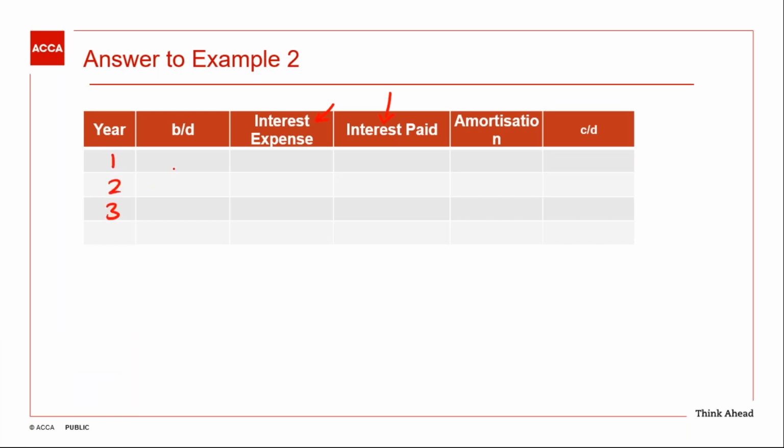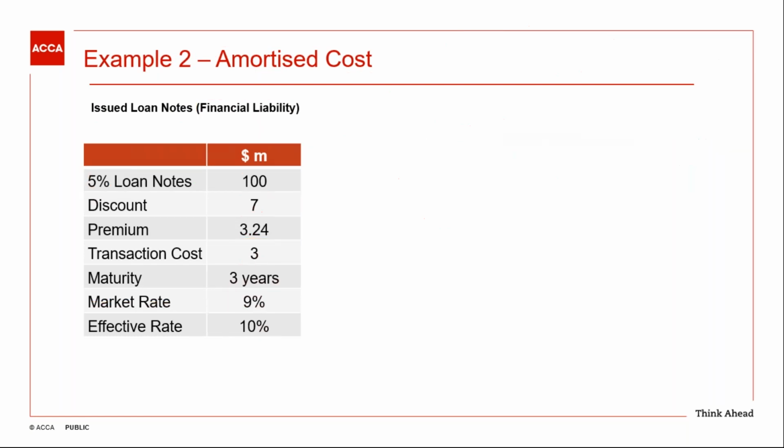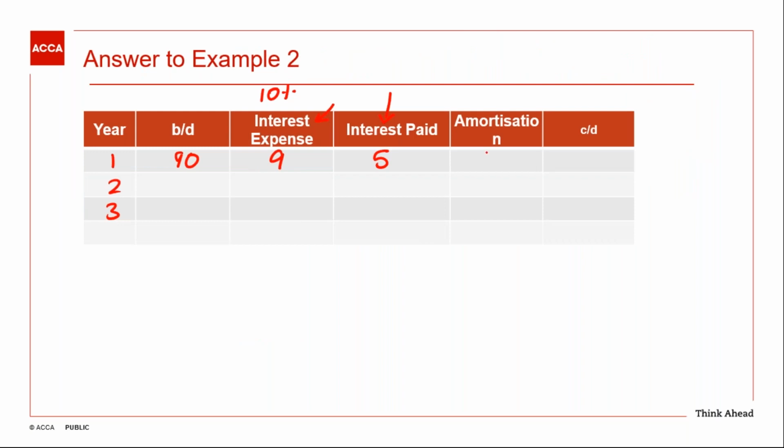Again, in year 1, 2, and 3, we are going to write 90 million is the brought down. Interest expense is 10%, which is going to be 9. But the interest paid will be at the coupon rate, which is 5% of $100 million, which is going to be 5. So the amortization is 4 and the carried down will be 94. In the second year, the brought down is 94 and 10% is going to be 9.4 with the interest paid of 5 again, which will result in the amortization of 4.4 and the carried down will become 98.4.